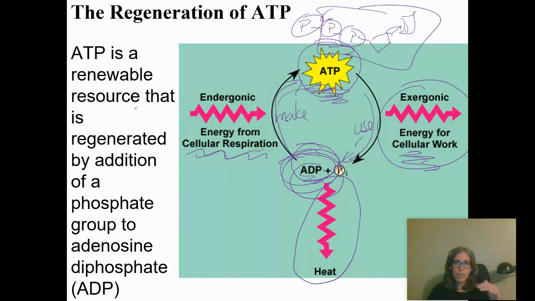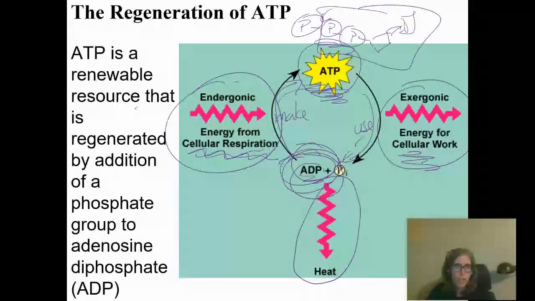So your amount of ATP in the cell is not huge. You're constantly using it and making more, using it and making more. So thankfully, you've got your mitochondria in your cells to do this process for you. So ATP is this renewable resource. You regenerate it by putting a phosphate group onto ADP.